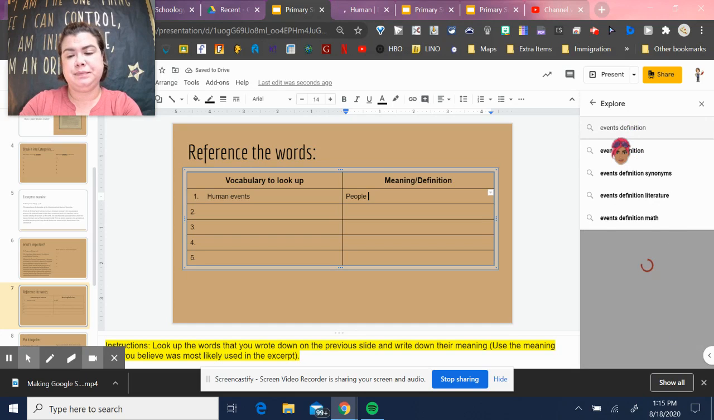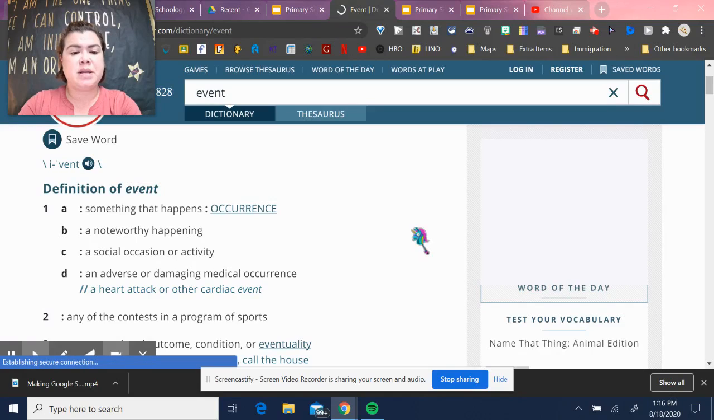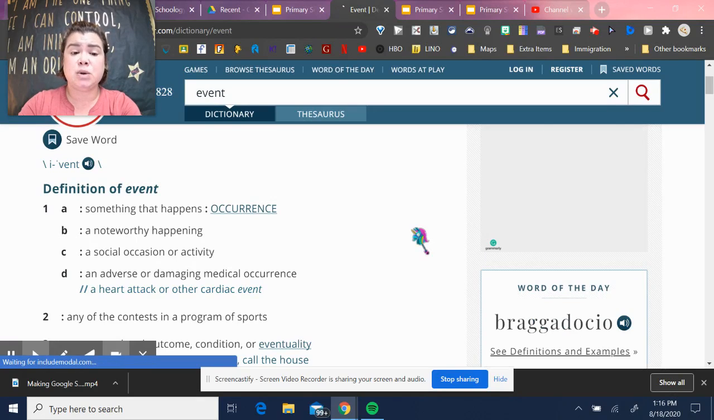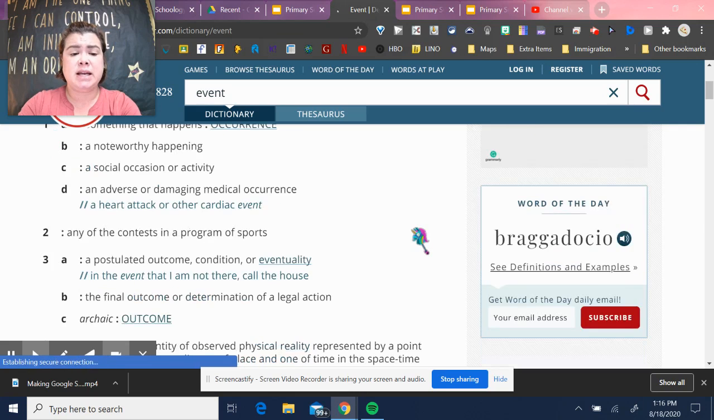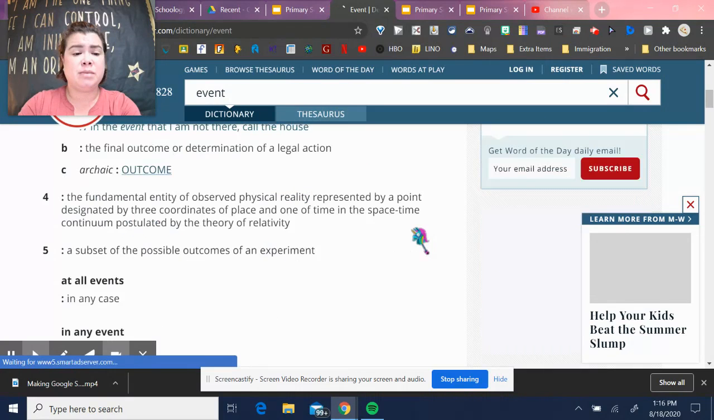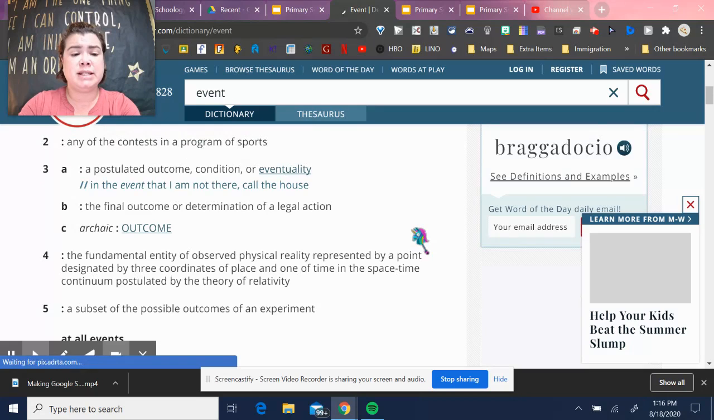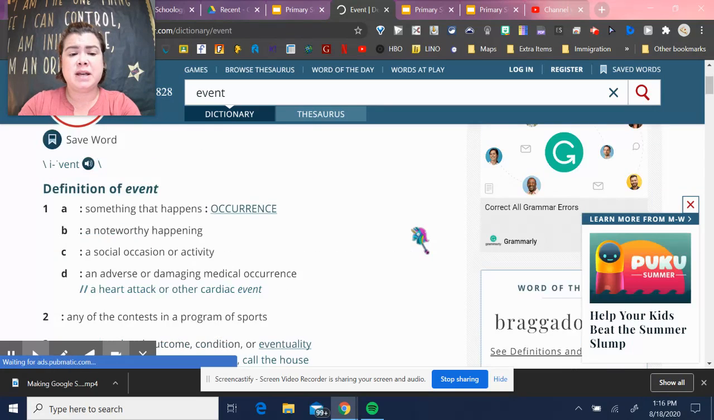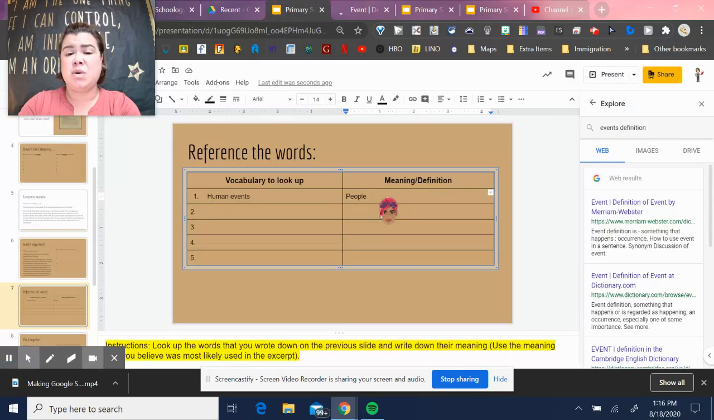And let's see what I can find. Something that happens, an occurrence, a noteworthy happening, a social occasion or activity, an adverse or damaging medical occurrence, any of the contests in a program of sports, a postulated outcome, condition, or eventuality, the final outcome or determination of a legal action, archaic. There's a bunch here that are listed. When I'm looking at this, I might say this is something that happens. Okay, so something that happens or something that's noteworthy. So people, what would we say? People involved.